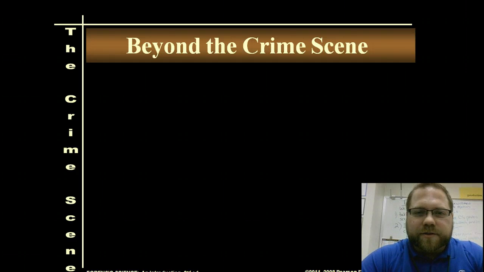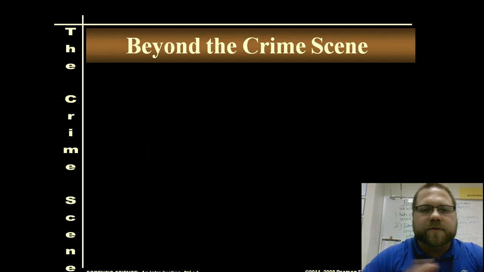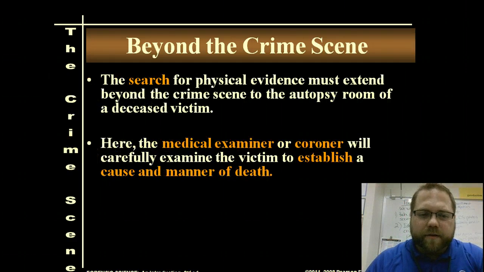So we're going to jump in onto now beyond the crime scene. So we now have gone through the whole crime scene search process. We're processing the evidence, and now what happens to it afterwards. So what happens after the crime scene is done? There's a couple of things we're going to talk about. First, your search must extend beyond the crime scene. Okay, this goes to if we have dead victims, to autopsies, to actually processing the evidence itself.